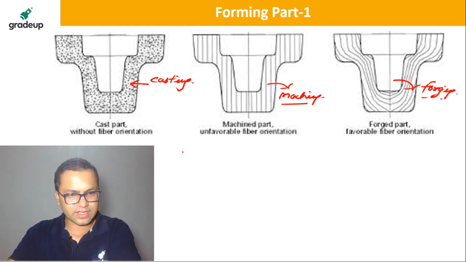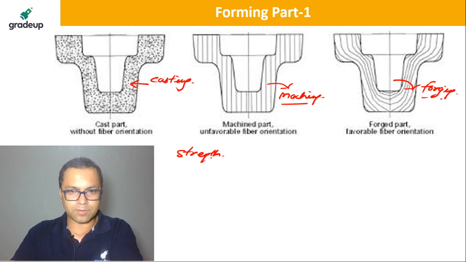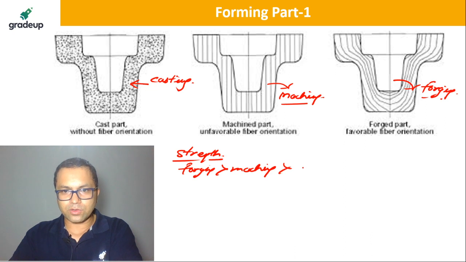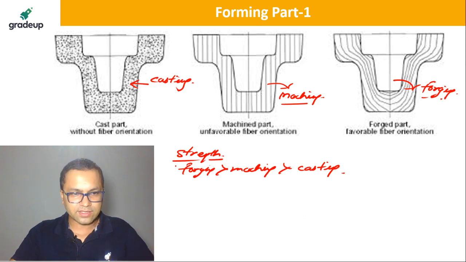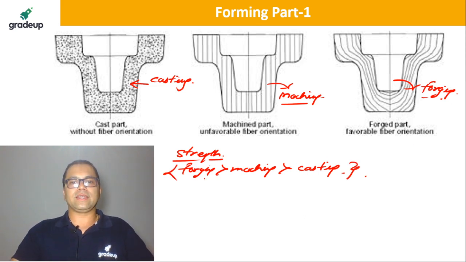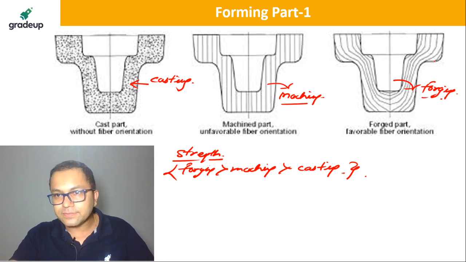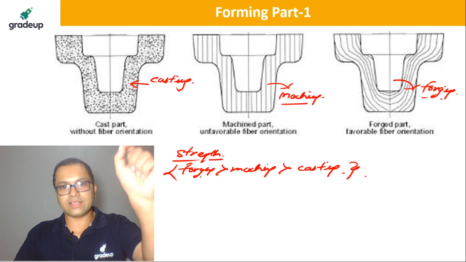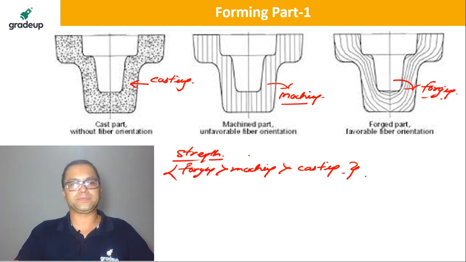So if you talk about strength requirement here, forging has more strength than machining, that has more strength than casting. Casting has the least strength. Are you getting this? Please remember that the forging or forming part, because of this favorable grain orientation, has the maximum strength here.